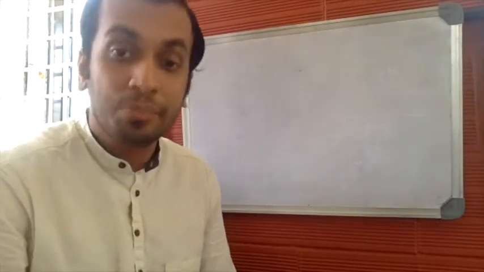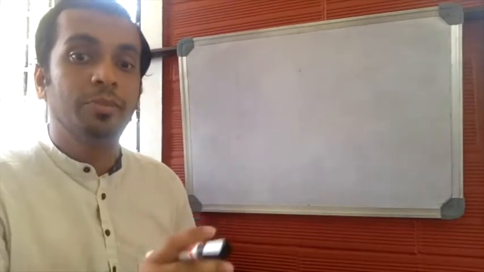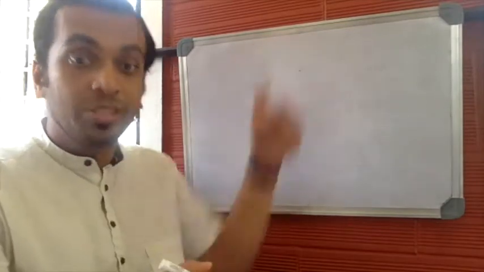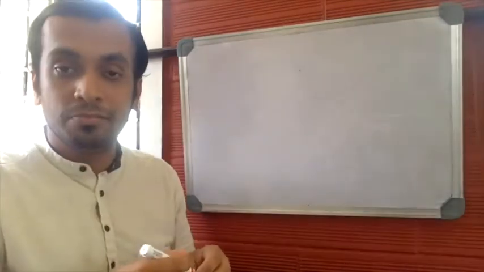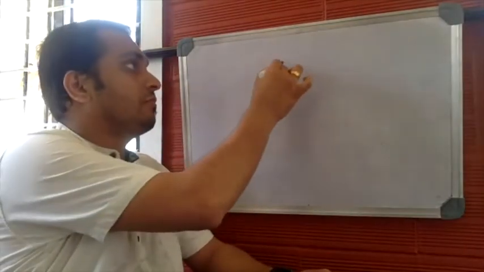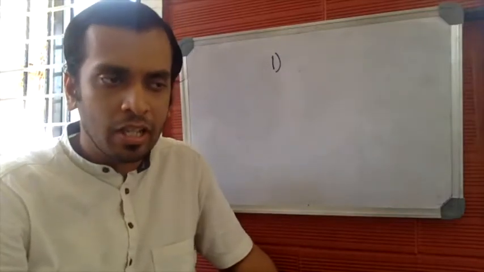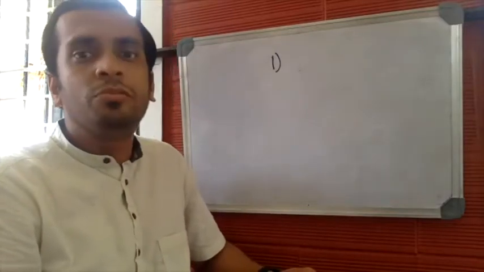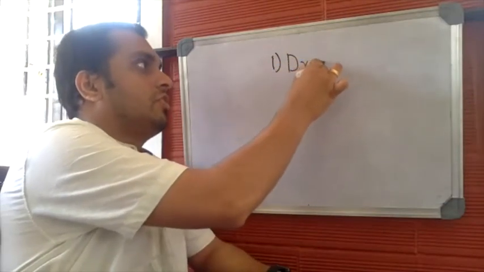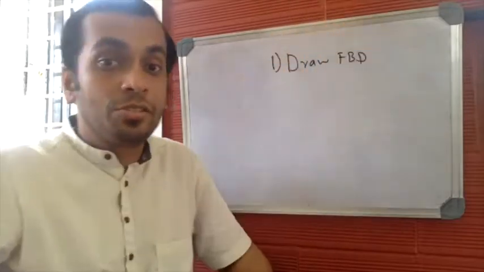So there are several steps to remember in order to solve the problems related to equilibrium. All the problems of equilibrium are solved using these steps. Let us go through the steps one by one. Step number one is to draw the free body diagram.